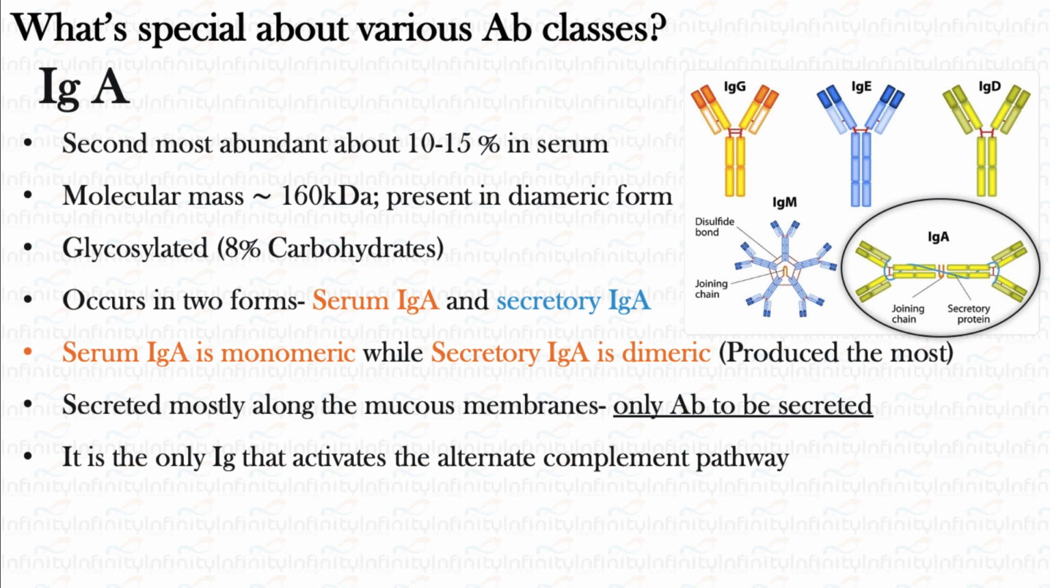Now, IgA is also special because it activates the alternate complement pathway. The rest of them were activating the classical complement pathway. This one activates the alternate complement pathway. So this is also a very interesting fact to note. Also, IgA is the only immunoglobulin that is present in breast milk. So when the baby or an infant is not producing its own immunoglobulins, the mother can provide a small amount of IgA through the breast milk. Alright, so that's it about IgA.